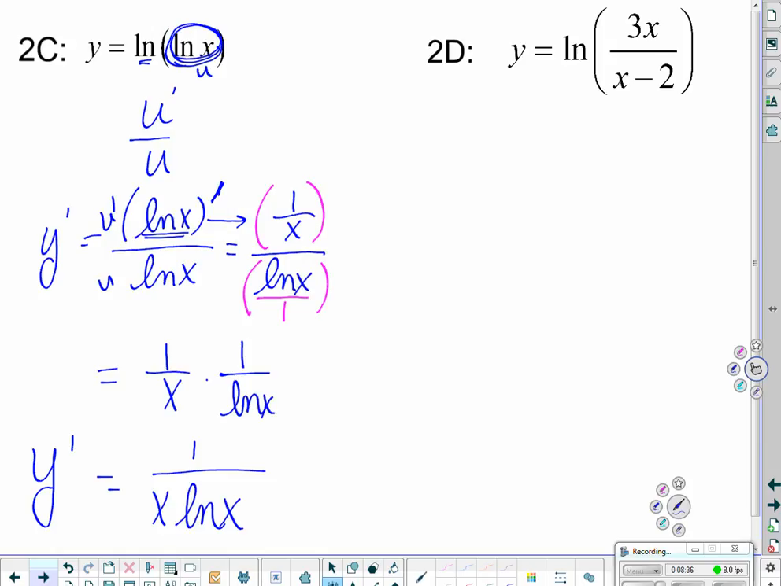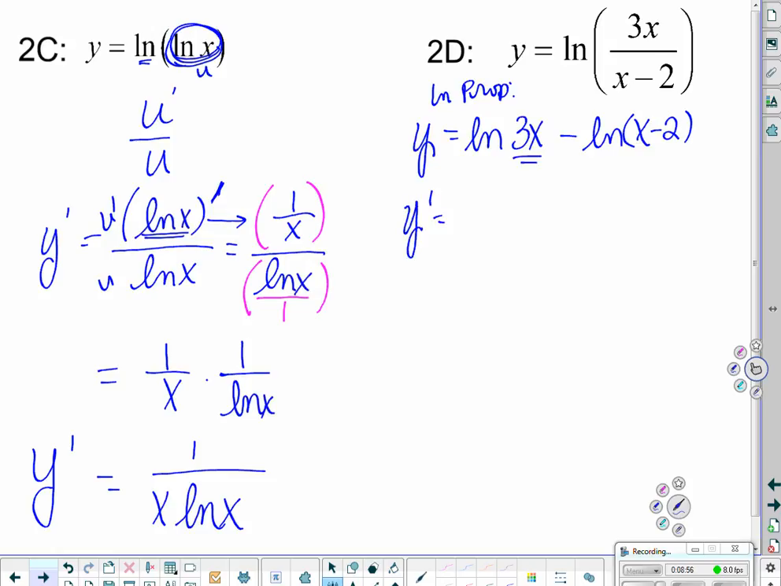Follow it through. Letter D, y equals, let's break this up using our division property of natural logs, the quotient. And it will look like this. So this is just natural log properties being utilized. And now we're going to go y prime is equal to u prime over u. So I'm going to end up with the derivative of 3x, which is 3 over 3x, minus the derivative of the top is a 1 over an x minus 2. Over here, reducing, I have 1 over x. So let's just write this a little bit more cleanly. 1 over x minus 1 over x minus 2.